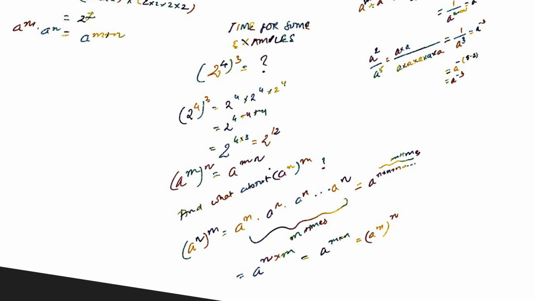Now, what would then be a to the power n to the power m? This can be written as a to the power n multiplied by itself m times, which is nothing but a to the power n plus n plus n, m times, which is of course a to the power n cross m. Nothing but a to the power m cross n, which is nothing but a to the power m to the power n.